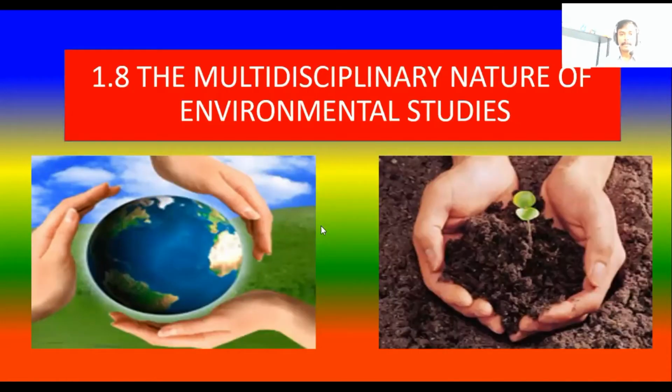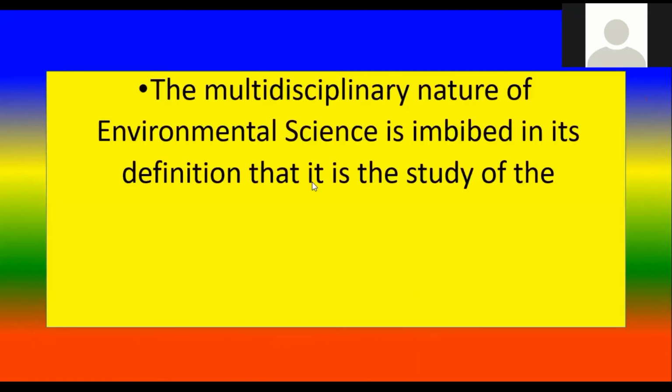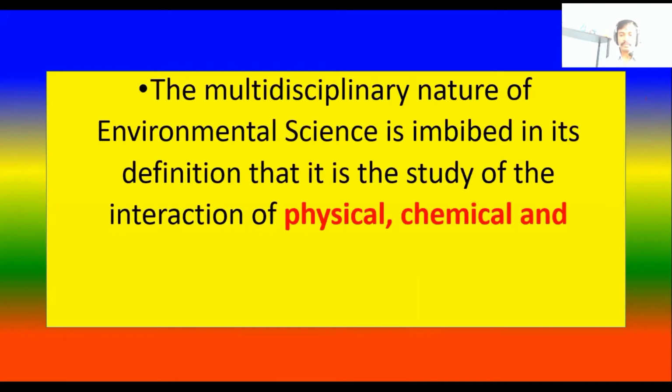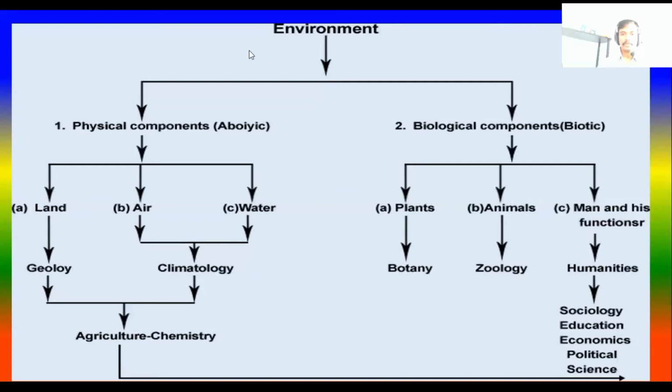Next section: the multidisciplinary nature of environmental studies. For example, physics, chemistry, biology. These we have already learned. Look at this. Environmental study includes physical components, abiotic, and biological components, which means biotic.